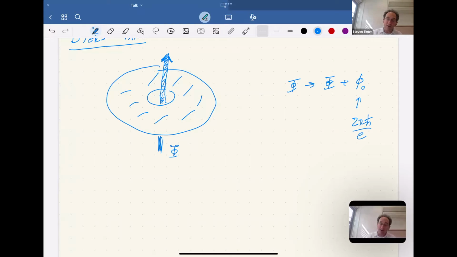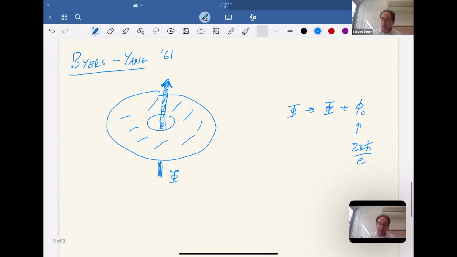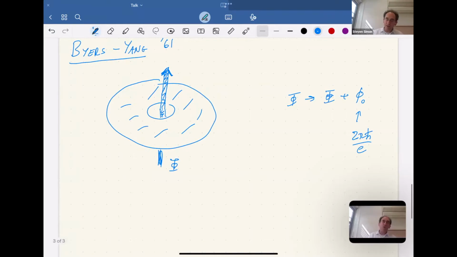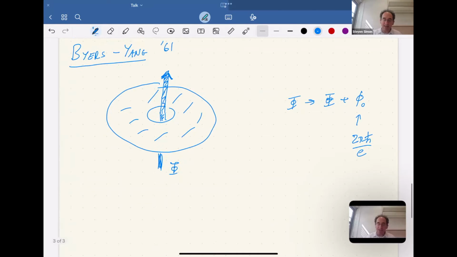Now, the Byers and Yang theorem is the same as this Aharonov-Bohm effect, but it's a little bit more than that. It basically says that the state of the system is exactly the same when you add this additional flux, one flux quantum of flux. The system is in exactly the same state as you started, because you can just gauge away that additional flux. And we can prove this theorem because it's not too hard to do.